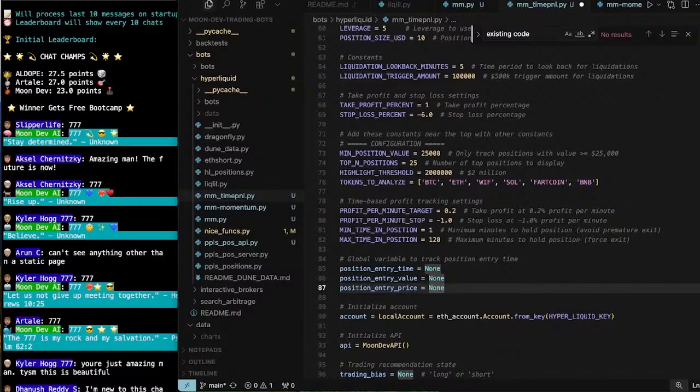Position entry time tracking. That's the tricky part in my mind, because where are you tracking? How are you tracking? What are you tracking? Why are you tracking? Global variables.